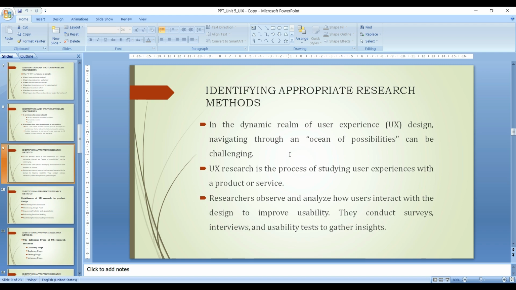If our customer approaches us for a particular design, our design should not be a normal one. It should be somewhat advanced. Then only can they bring the next user to us, right? In the ocean of possibilities, we have to think more and more to develop a new environment. UX research is the process of studying the user experience with a product or a service. Researchers observe and analyze how users interact with the design to improve usability. They can conduct surveys, interviews, and usability tests. Many things are there.